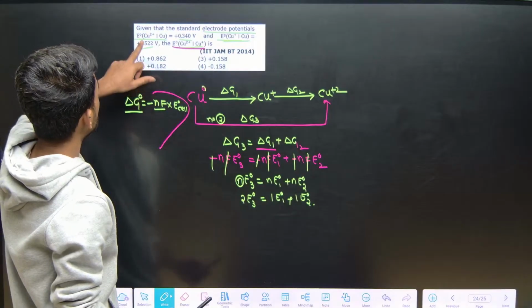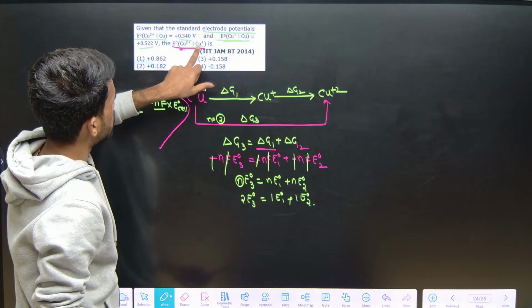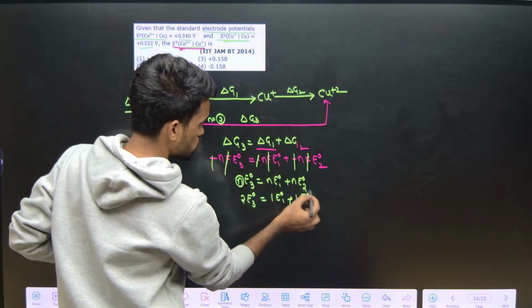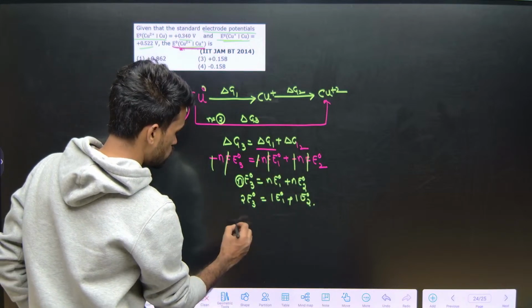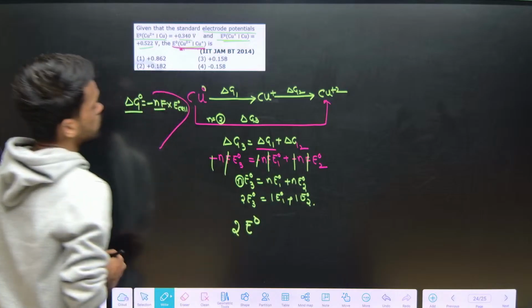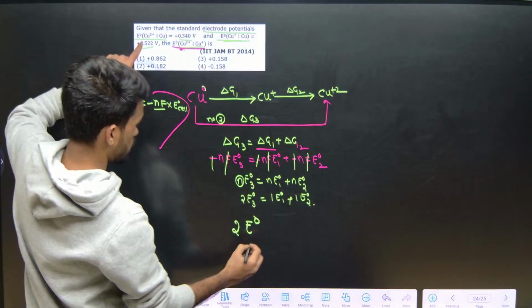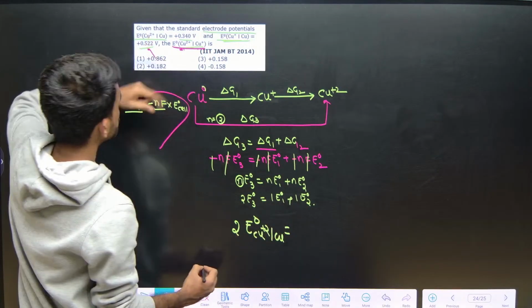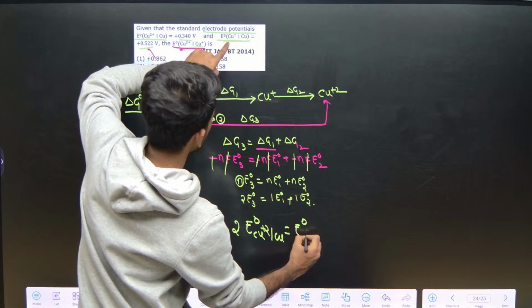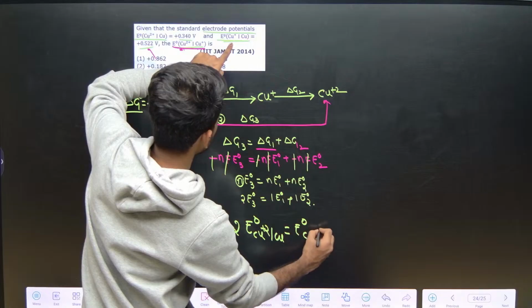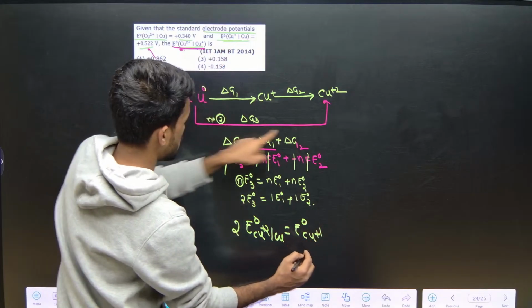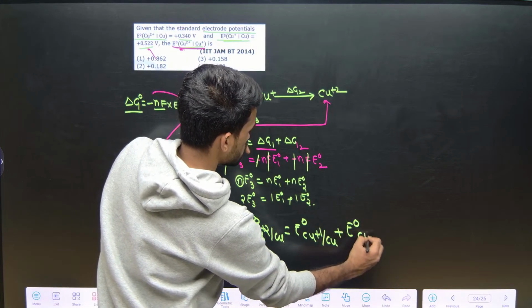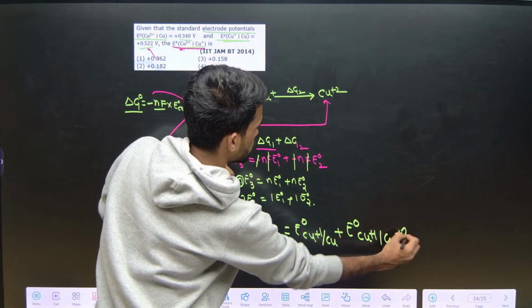So they are asking about Cu plus 2 to Cu plus 1. It means Cu plus 2 to Cu plus 1, the reverse of this process. Okay, so they are asking about this value. So I am writing here 2 into E naught of what they are asking. First of all, Cu plus 2 to Cu is equal to E naught of Cu plus 1 to Cu, and the next E naught of Cu plus 1 to Cu plus 2, like this you need to write.